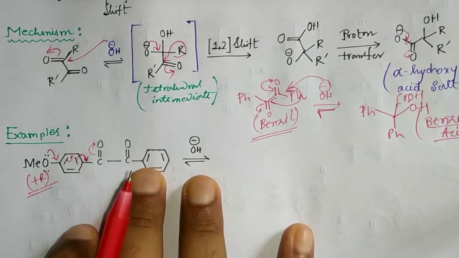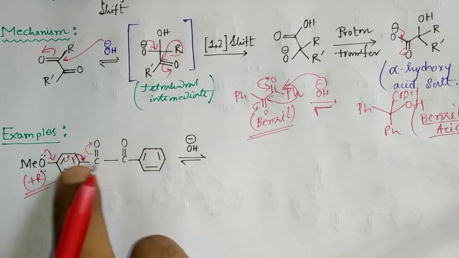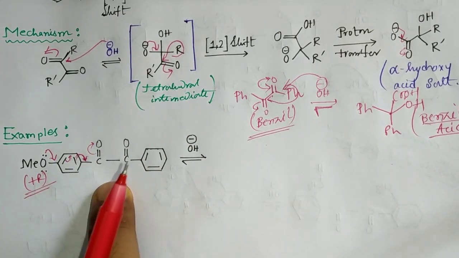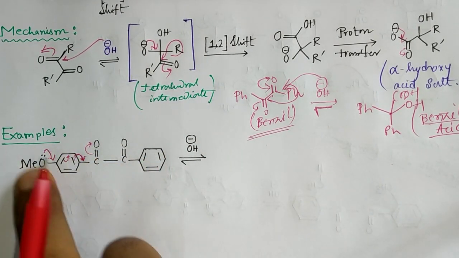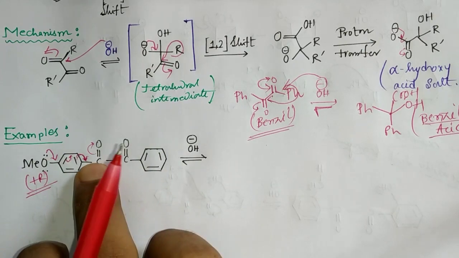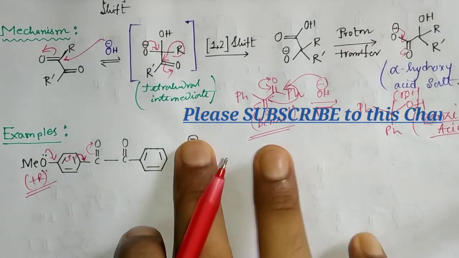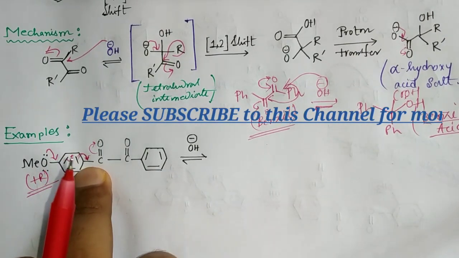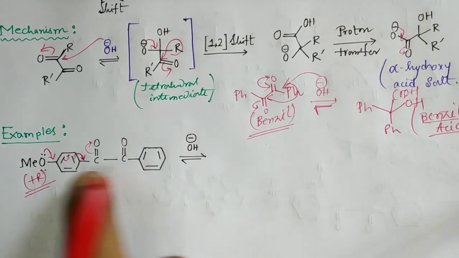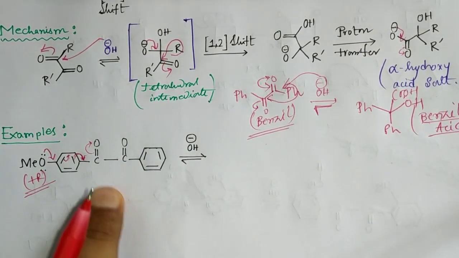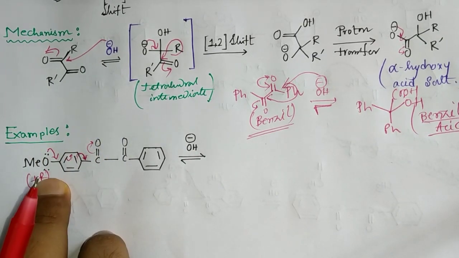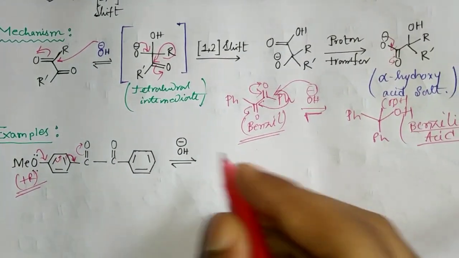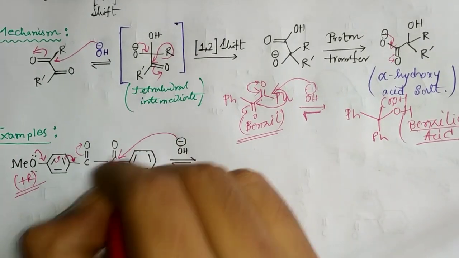Okay, now see, the electrophilicity of this carbonyl selectively decreases just because of the ring present adjacent to this carbonyl. That is why the OH minus nucleophile selectively attacks this carbonyl, not this carbonyl, just because the reactivity is lost by introducing this group. Okay, now see what happens next.